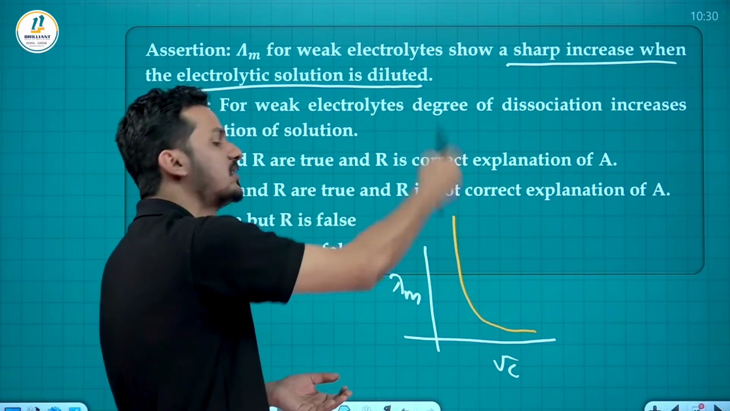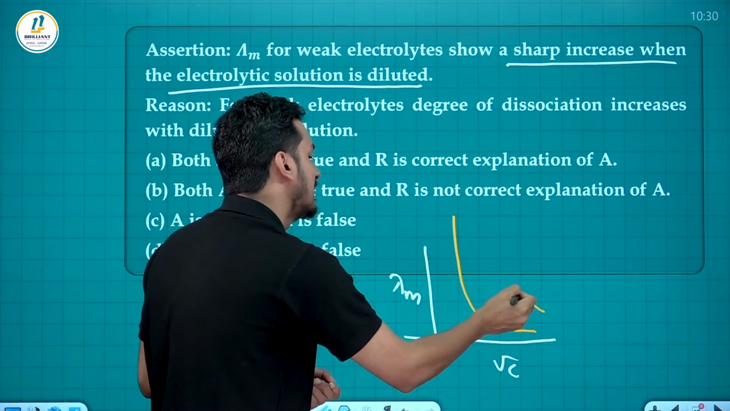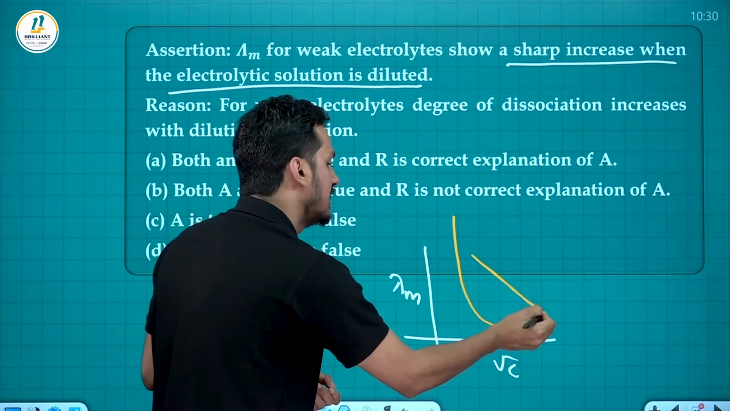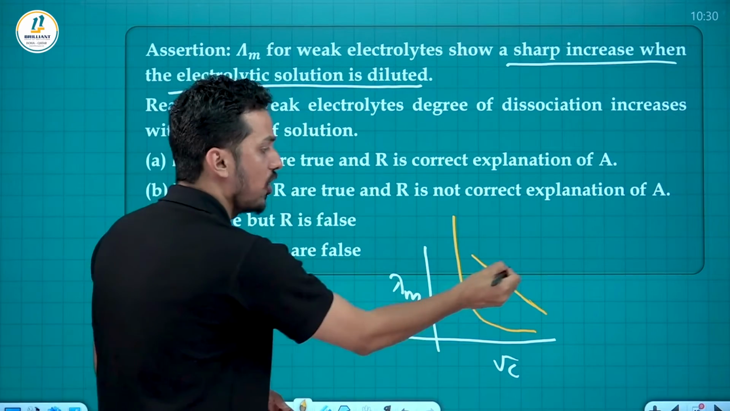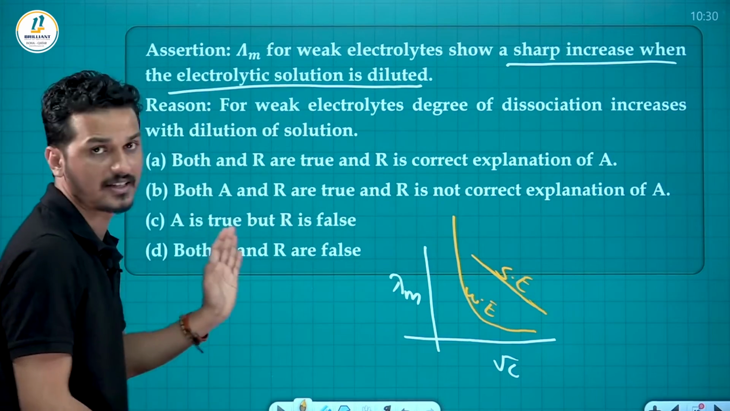But in the case of a strong electrolyte, it increases linearly only, like this. This is for the strong electrolyte, and this is for the weak electrolyte. So that idea is correct.